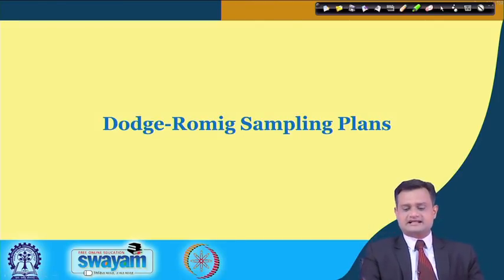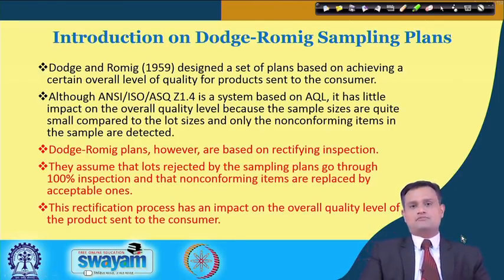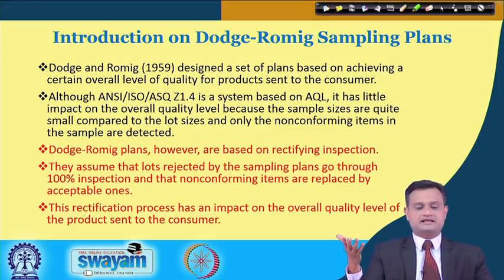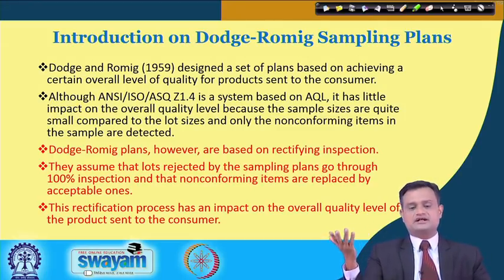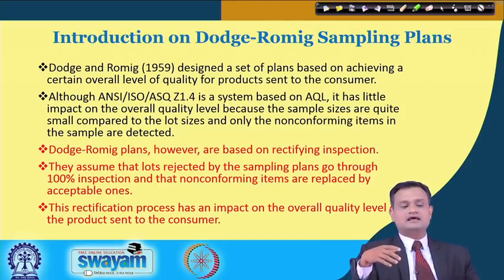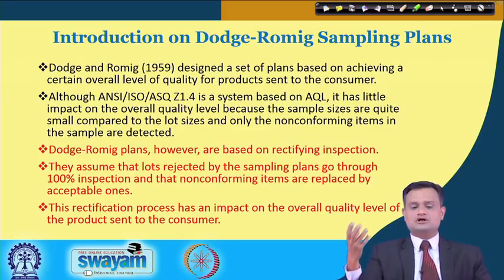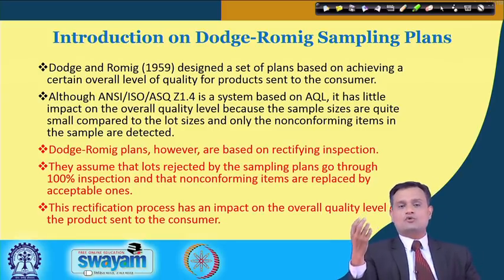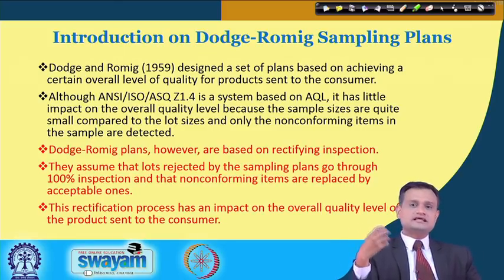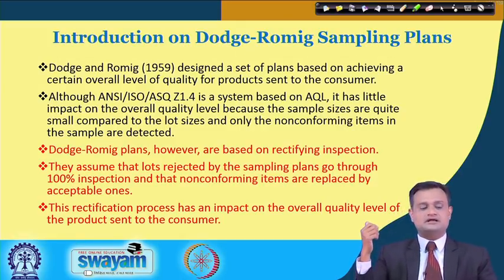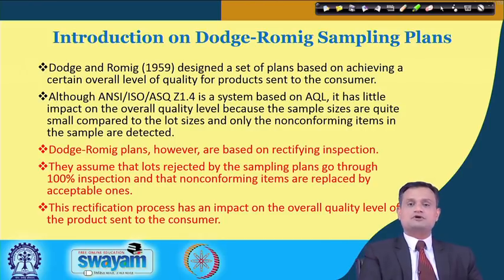Now let us see the second scheme, that is the Dodge-Romig sampling system, sampling plan, and typically they are based on rectifying sampling. We have seen that ANSI, your military standard, is based on AQL and it has little impact on the overall quality level because your sample sizes are quite small. So this we are trying to overcome in the case of the Dodge-Romig system, and I will use the concept of rectification.